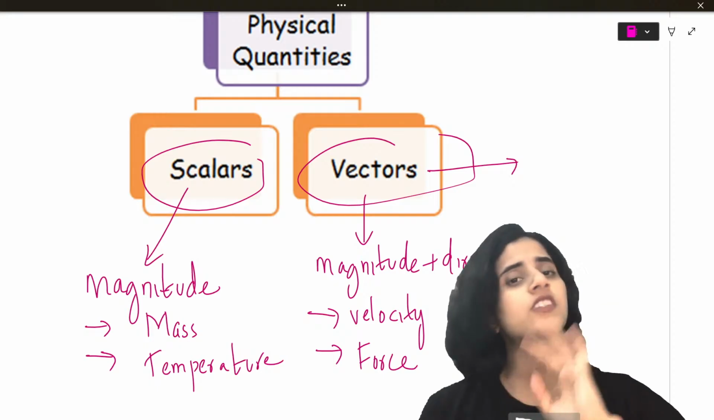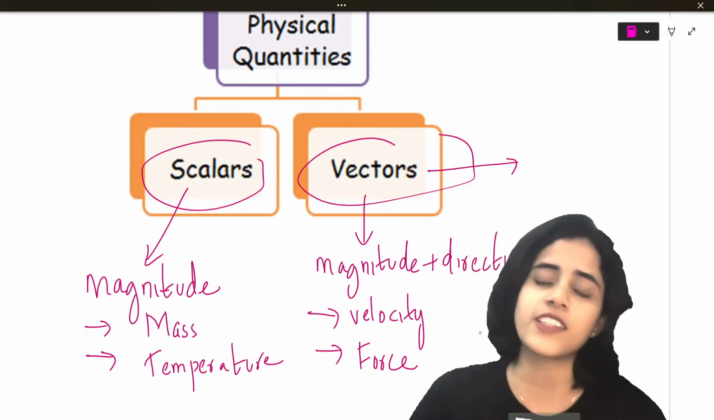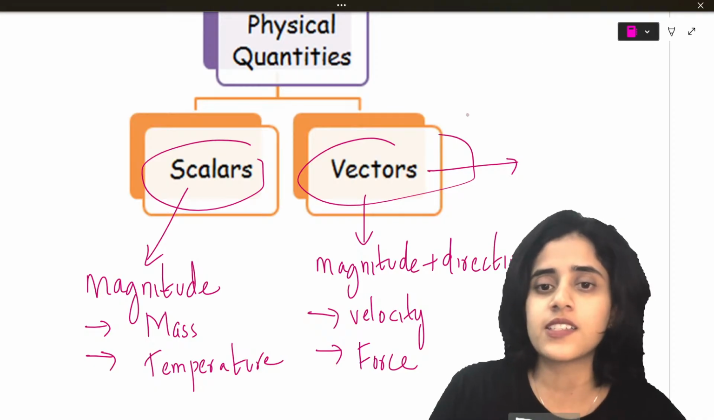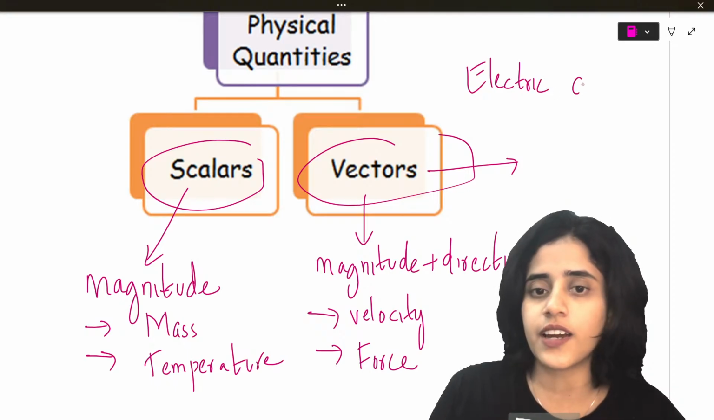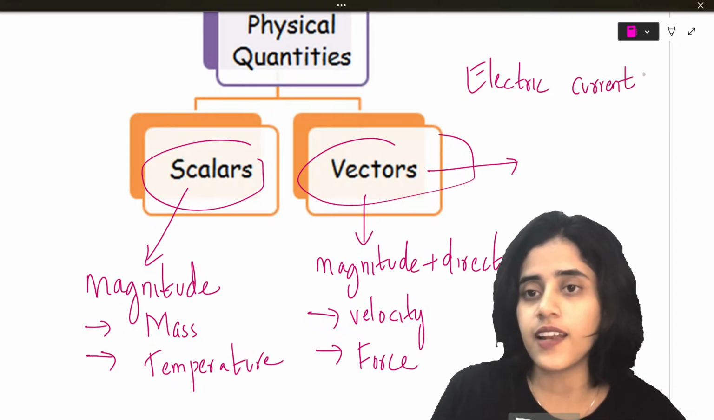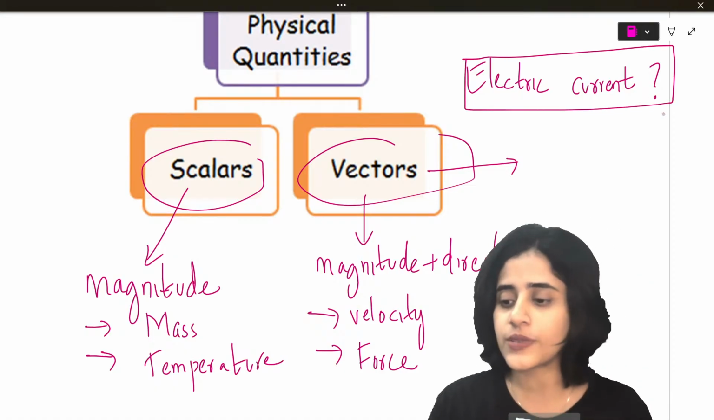Now, I'll ask you a question. Is electric current a scalar quantity or a vector quantity? Tell me in the chat.